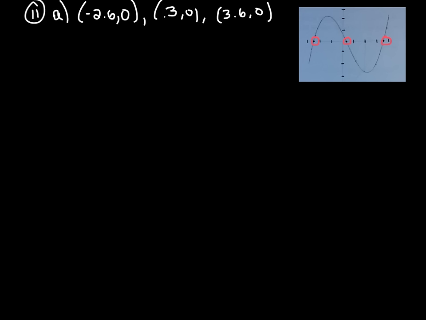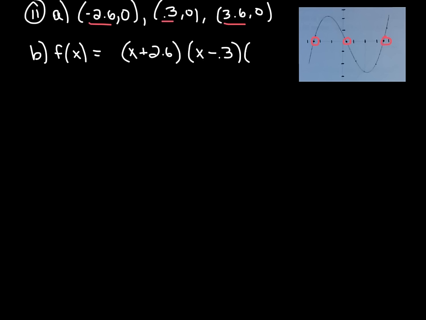Okay, letter B, they want you to use the x-intercepts to write an equation for f of x. So we can write f of x equals. Now, we're going to use these x values in order to create our factors. If we have an x value of negative 2.6, remember, to make the factor, you would have to change the sign. So we could have x plus 2.6. The factor that goes along with positive 0.3 would be x minus 0.3. And then the factor that goes along with x equals 3.6 would be x minus 3.6.